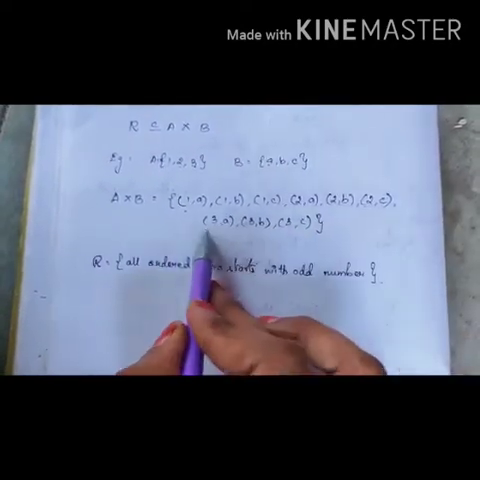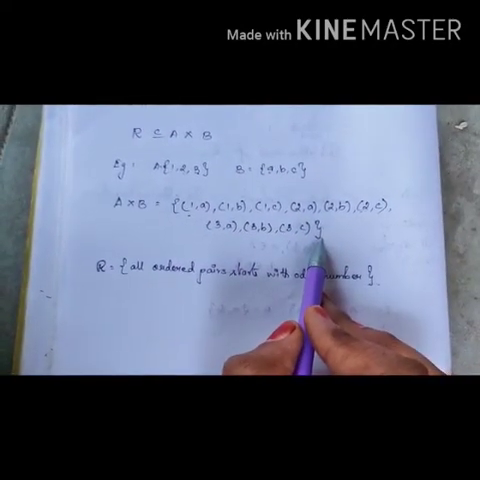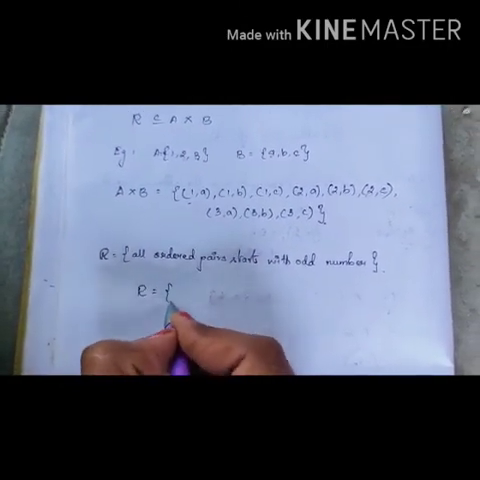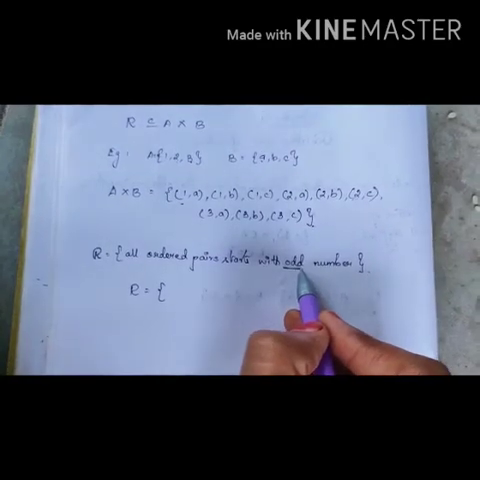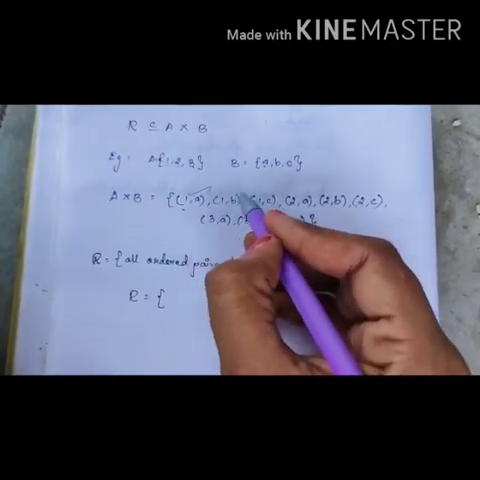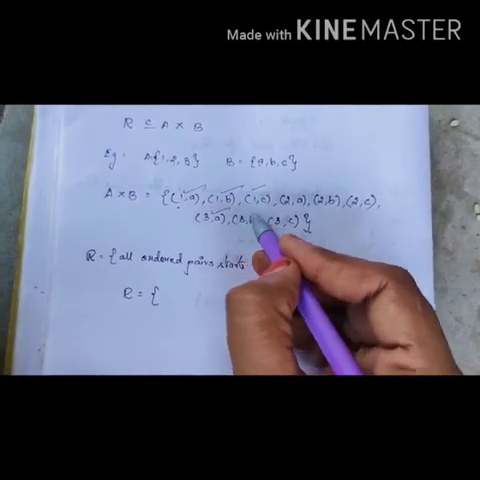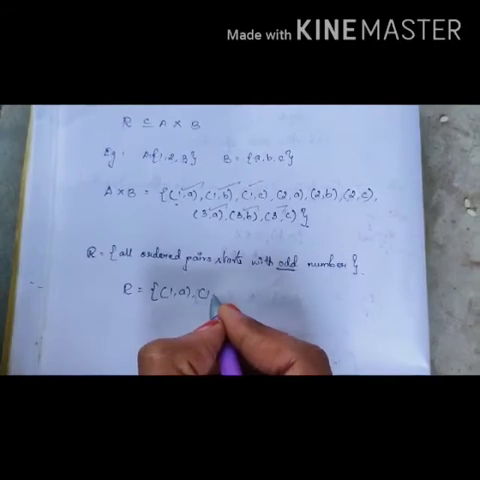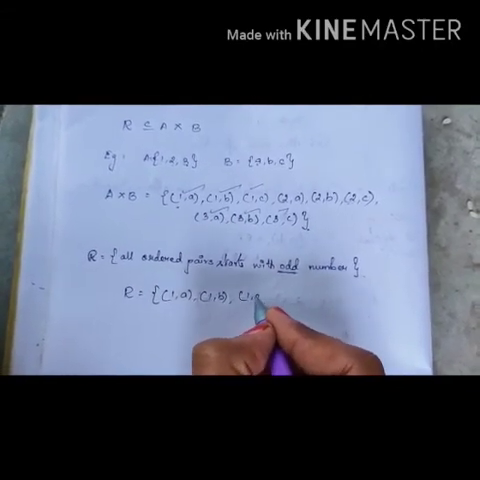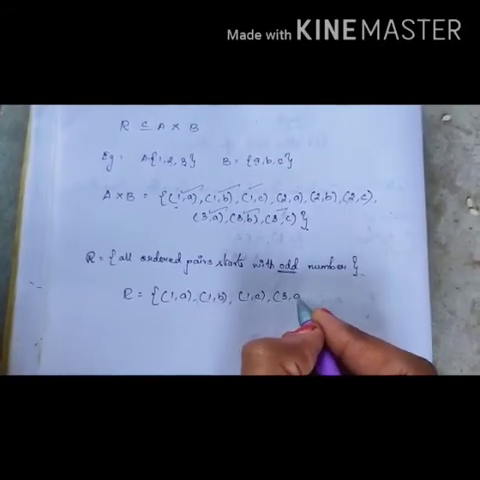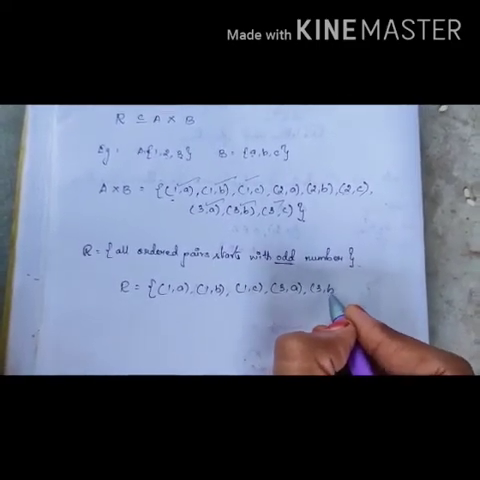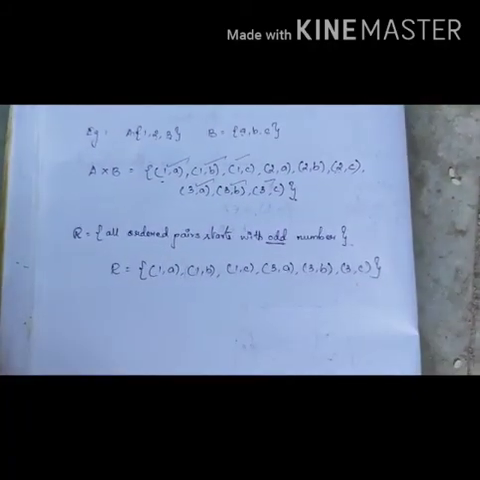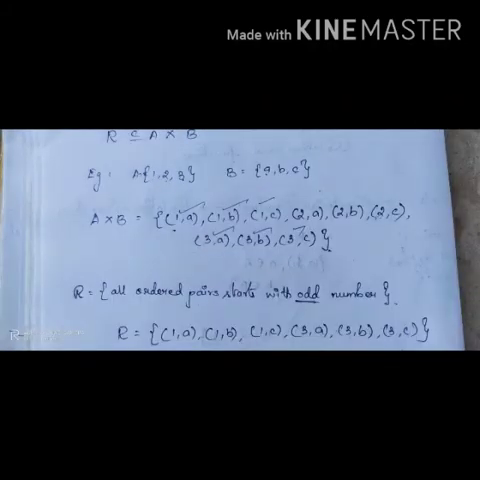So let us see which pairs have the starting element odd. Now you can see 1, 2, 3, there are three elements at the start. Which are odd? 1 and 3 only. So we will get all the ordered pairs which start with odd numbers. So (1, A), (1, B) and (1, C), and similarly (3, A), (3, B) and (3, C). So these are the ordered pairs for the given particular relation.